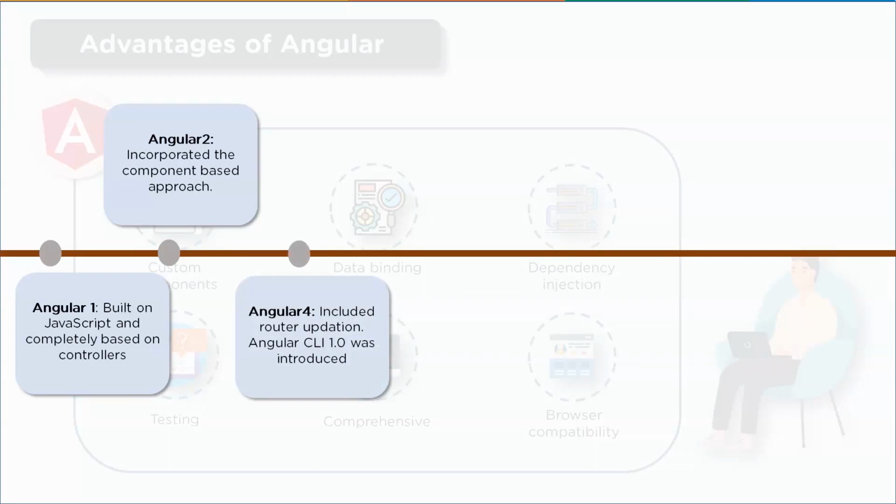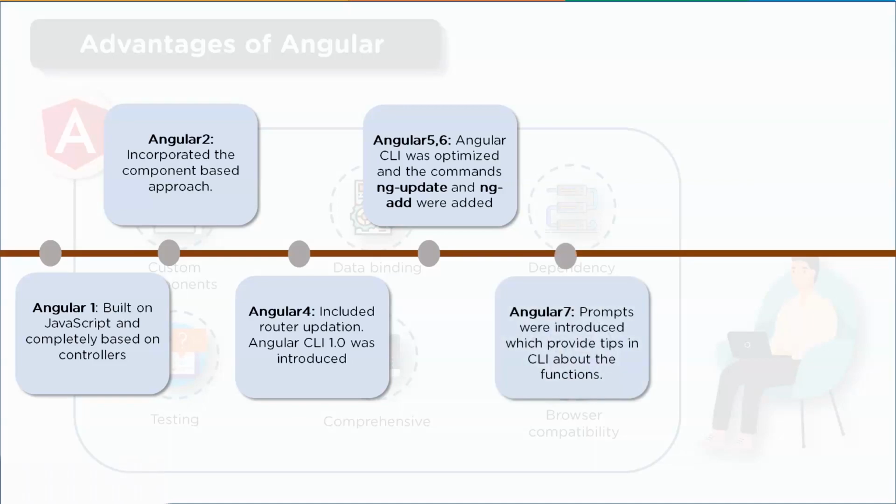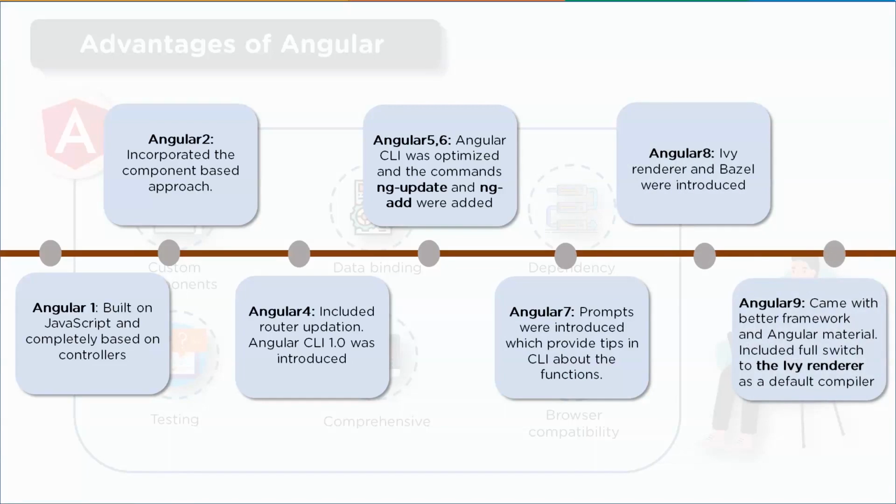Next was Angular 4. It included router updation. Angular CLI or Command Line Interface 1.0 was introduced, however not deployed. In this release, the Angular CLI was optimized and commands like ng-update and ng-add were added. In the Angular 7 release, prompts were introduced which provided tips in CLI about the functions being used. In Angular 8, IV renderer and Bazel were introduced. And finally, the most recent release was Angular 9. Now this came with the better framework and Angular material. Now this completely switched to the IV renderer as a default compiler.